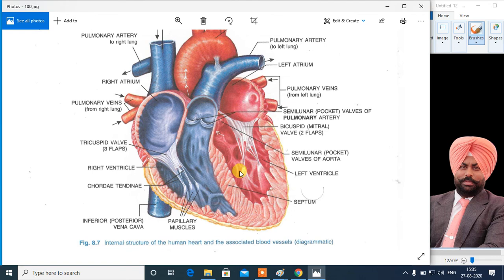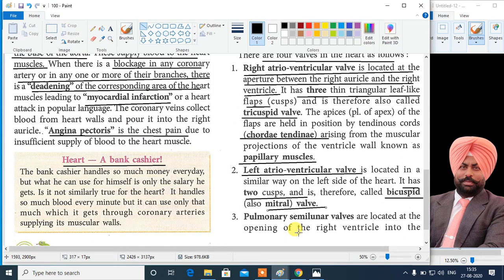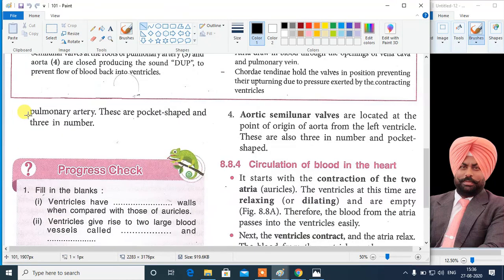Now look here, this valve has only two cusps. This is the first cusp, this is the second cusp. That is why it is called bicuspid. Again, they open and close with the help of the structures called chordae tendineae and papillary muscles. Moving on further, let's discuss the third valve. The third valve is called the pulmonary semilunar valve, and it is located at the opening of the right ventricle into the pulmonary artery.